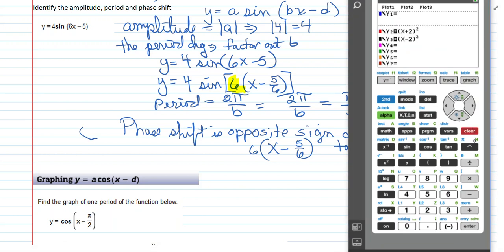And we're going to clear everything. All right. We're going to enter our original function. 4 sine, open parenthesis, it is there, 6, second row, second key, minus the 5. Okay, and we're going to do it manually by window.